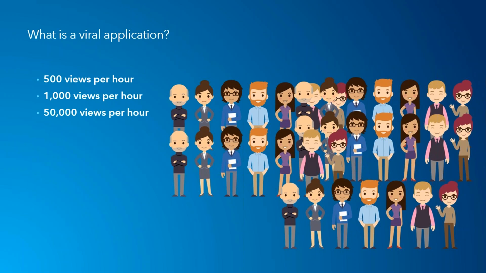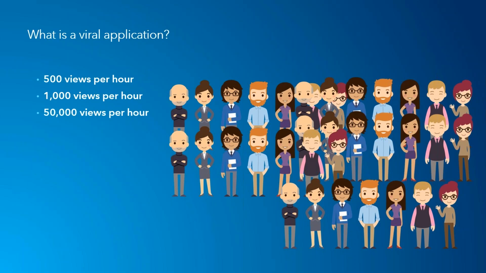So then it comes to the question of, what is a viral application? And this can be very different for lots of different users. So it might be 500 views per hour, it might be 1,000 views per hour, or it might be 50,000 views per hour. Whatever is viral and means that your application is getting a lot of traction, it means it's viral. There's no specific definition.